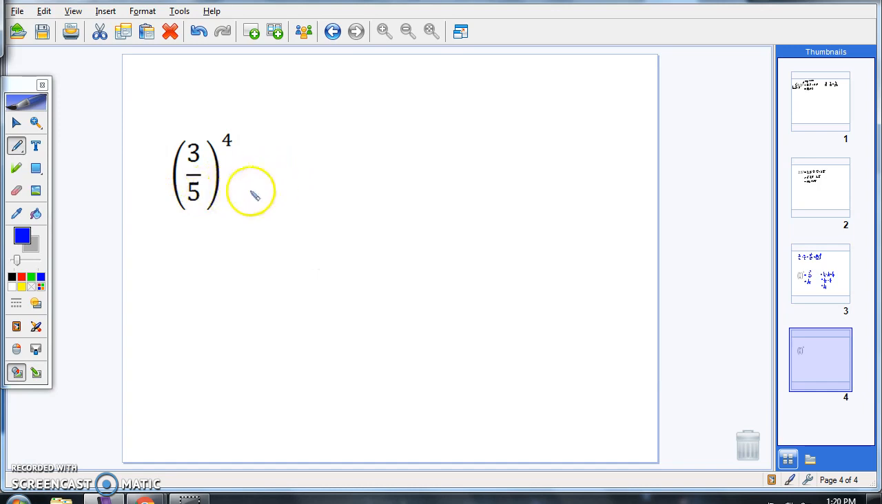3/5 to the fourth power. We could do this 3/5 times 3/5 times 3/5 times 3/5, but I'd rather just go 3 to the fourth power over 5 to the fourth power, because those are things that I can do reasonably easy. 3 to the fourth power is going to be, let's see, there's 3, 9, 27, 81.